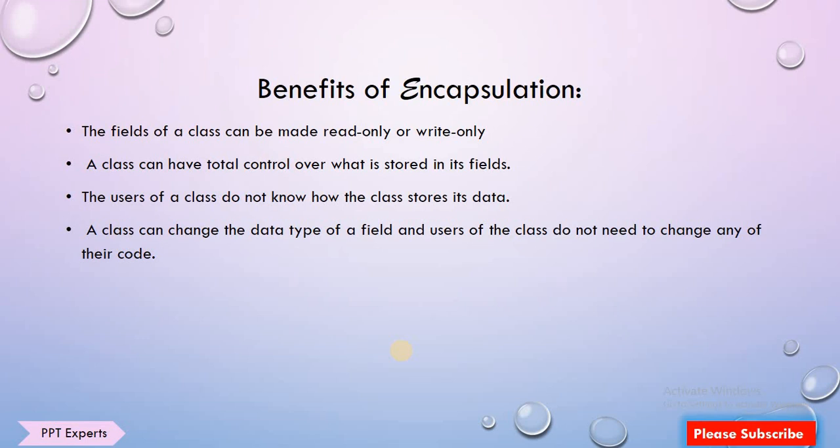The benefits of encapsulation are: the fields of a class can be made read-only and write-only. A class can have total control over what is stored in its fields. The user of a class does not know how the class stores its data. A class can change the data type of a field, and users of the class do not need to change any of their code. So these were the benefits of encapsulation.